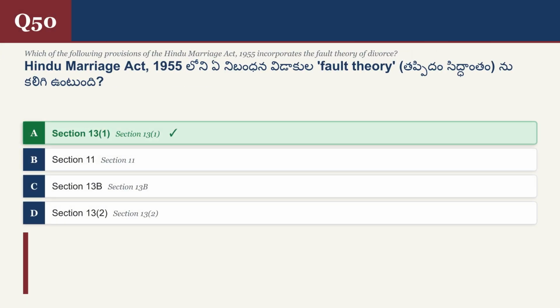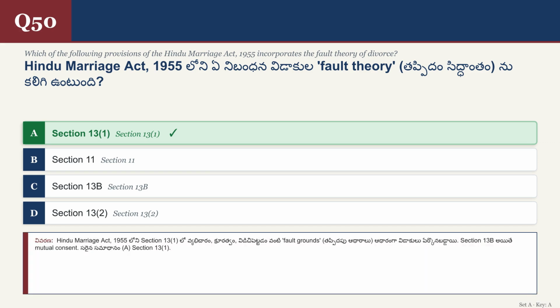Section 13(1) of the Hindu Marriage Act, 1955, incorporates the fault theory of divorce, listing fault grounds like adultery and cruelty. Section 13B relates to divorce by mutual consent. Therefore, Section 13(1) is the correct answer.